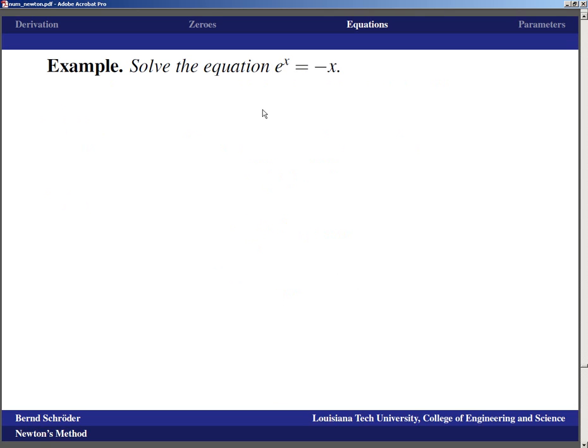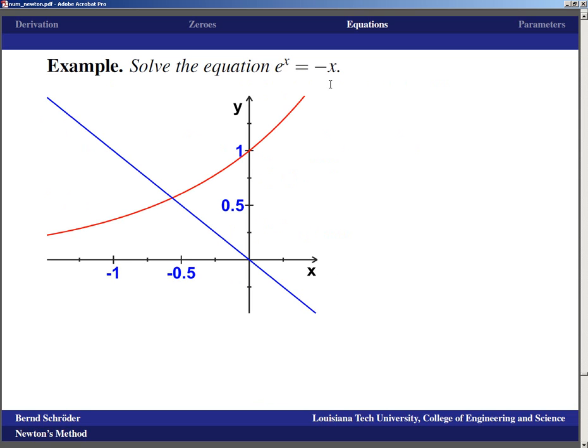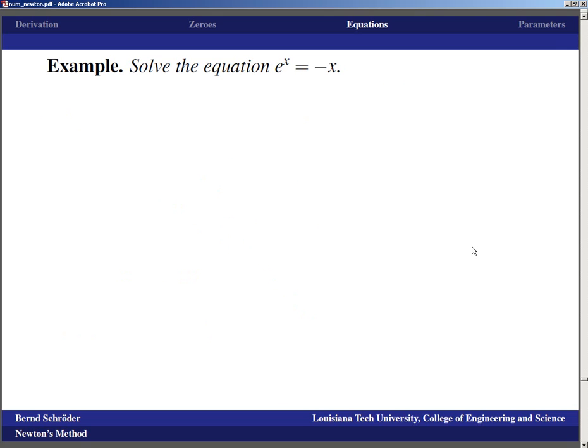So for example, if we want to solve the equation e to the x equals negative x, well, here's e to the x, here is minus x, the 0 is somewhere around negative 0.5, a little bit to the left of that. And we could therefore start at x0 equals 0, say. And what we have is e to the x equals negative x. That means e to the x plus x is equal to 0. That means we set the function equal to f of x equals e to the x plus x.